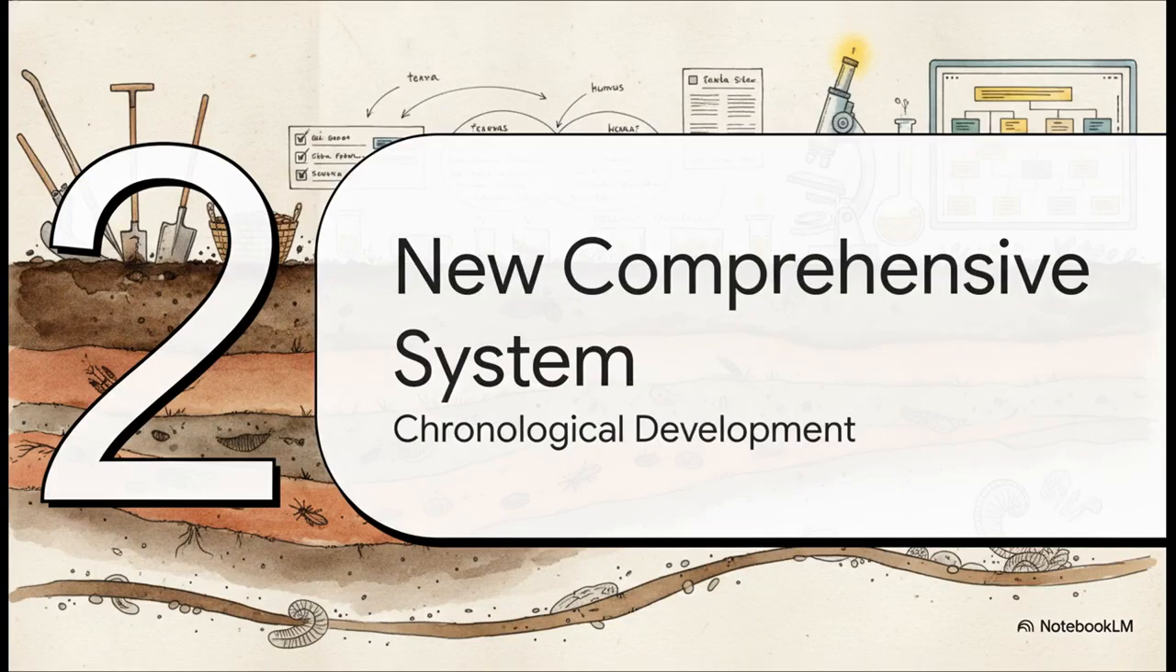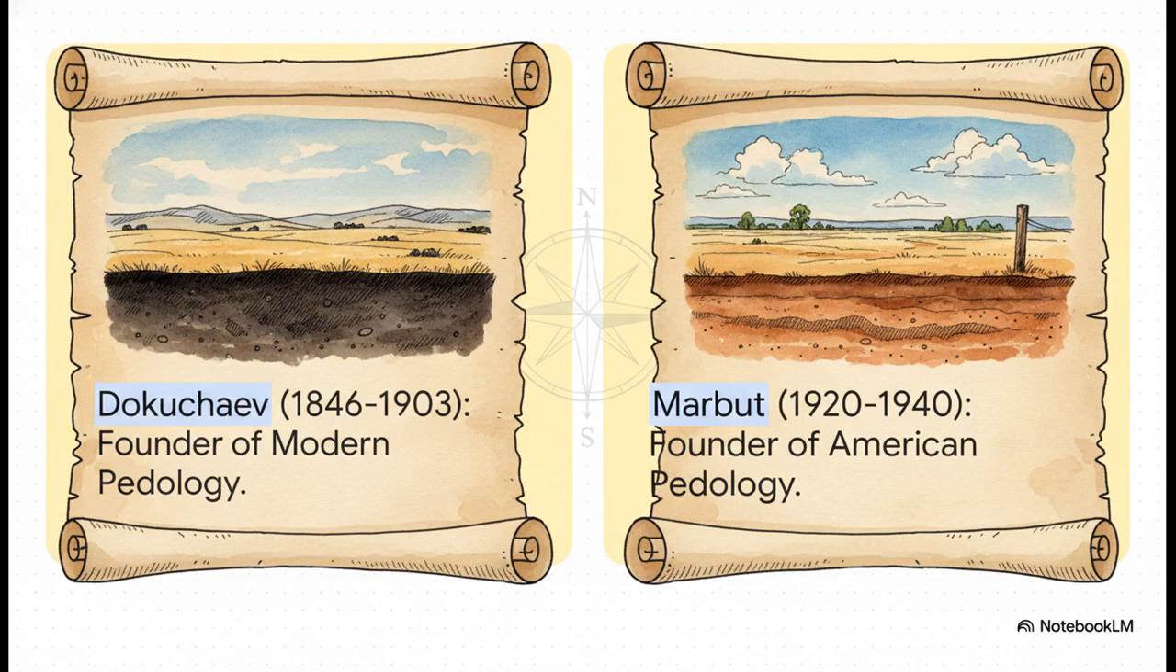Which brings us to Section 2, the new comprehensive system. Let's look at its chronological development. Before we track the exact timeline of the historical solution that fixed these glaring defects, we definitely need to acknowledge the foundational figures in this science, exactly as noted in our source text.